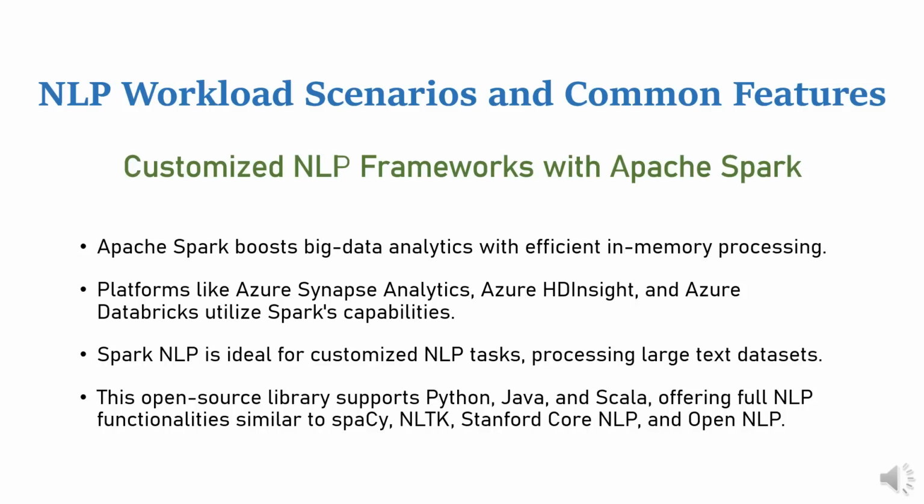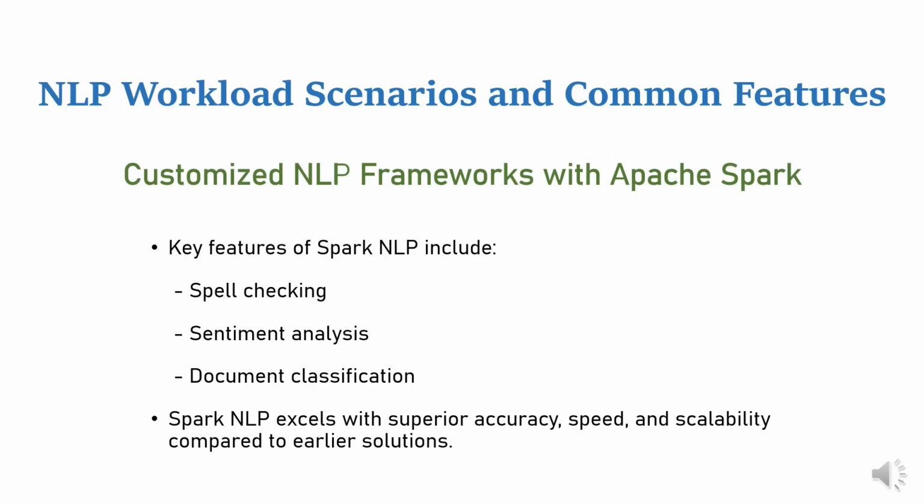processing large text datasets. This open source library supports Python, Java, and Scala, offering full NLP functionalities similar to spaCy, NLTK, Stanford CoreNLP, and OpenNLP. Key features of Spark NLP include spell checking, sentiment analysis, and document classification. Spark NLP excels with superior accuracy, speed, and scalability compared to earlier solutions.